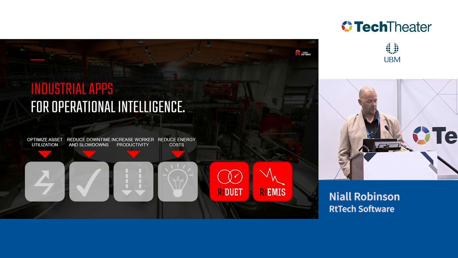So our main focus is developing industrial apps for operational intelligence in industrial facilities. Obviously, the two apps are RtEMIS and RtDuet. RtDuet optimizes asset utilization, reduces downtime and slowdowns, and it obviously increases worker productivity. And if you look at RtDuet, it stands for real-time, downtime, uptime, event tracking. Obviously, RtEMIS reduces energy costs.